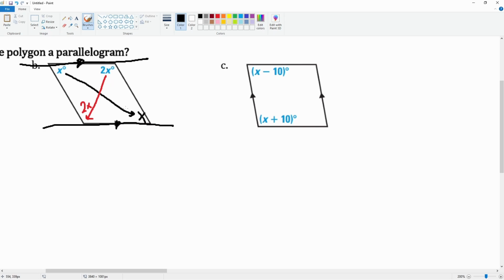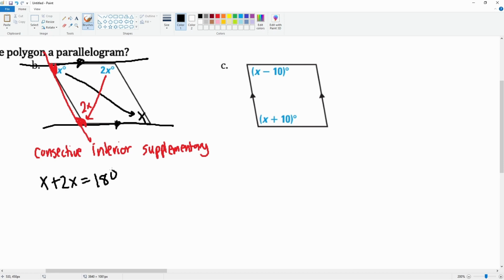If you know this is a parallel line and it is cut by this transversal, what do we know about the alternate interior angles here? Sorry, not alternate interior. What do you know about the consecutive interior angles? Well, we know that they are supplementary, which means that they add up to 180. So x plus 2x is equal to 180.